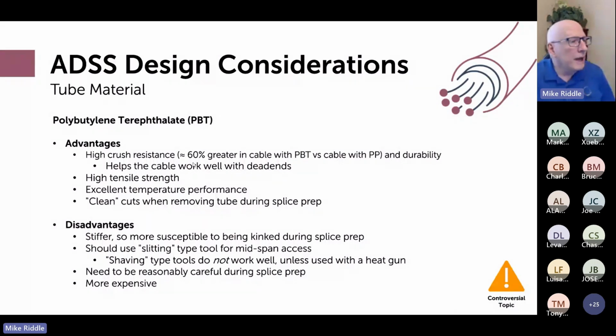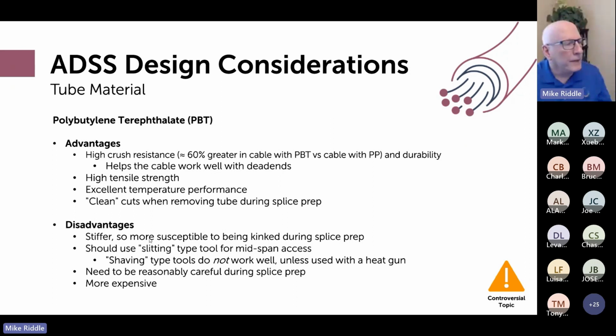Because of the higher crush resistance, it helps the cable work well with the dead ends. It's a self-supporting cable, so the tension in the cable has to transition to the dead ends, which are then connected to the structure. This material helps that transition happen. It has excellent strength. It has excellent temperature performance. And when you cut into it during splice prep, you get clean cuts as opposed to ragged edges with the polypropylene. But PBT does have some disadvantages.